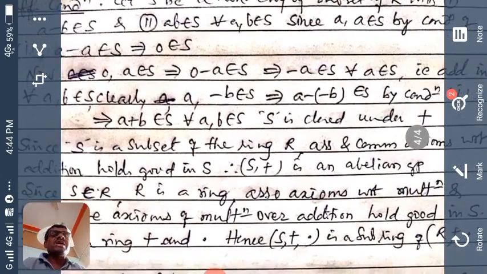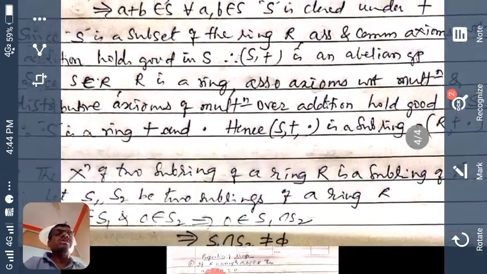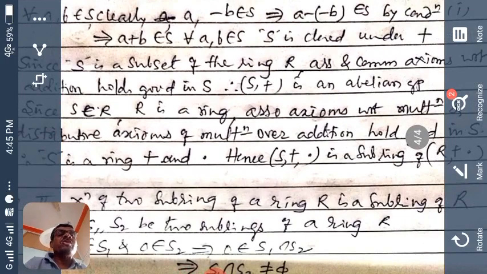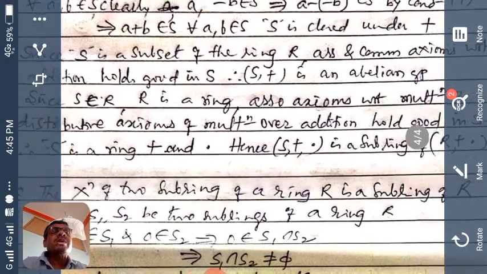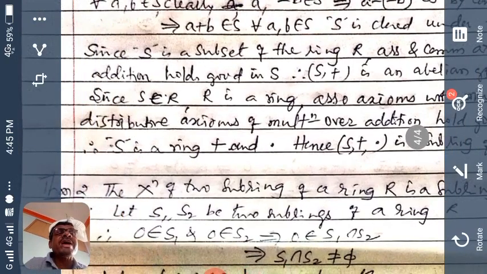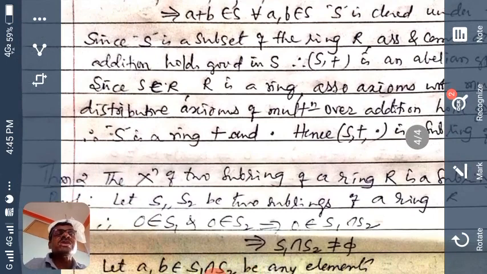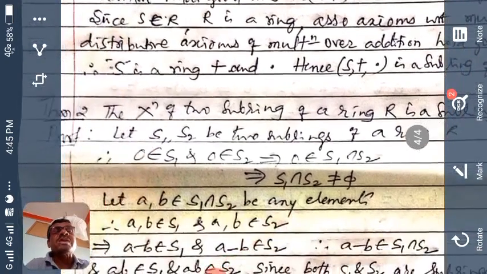Since S is a subset of the ring R, the associative and commutative axioms under addition hold good in S. Therefore, S plus is an abelian group. Since S is a subset of R, and R is a ring, the associative law with respect to multiplication, as well as the distributive axioms of multiplication over addition, also hold good. Therefore, S is a ring under addition and multiplication, hence S, plus, dot is a subring of R, plus, dot.